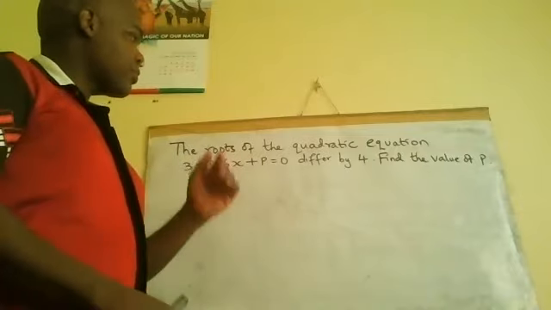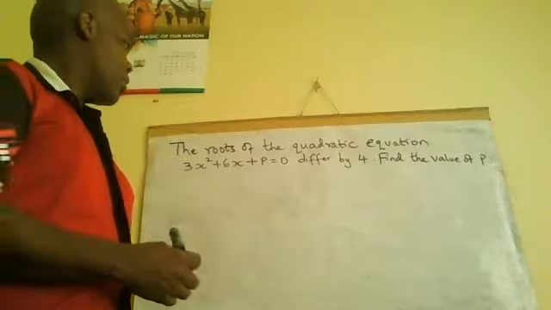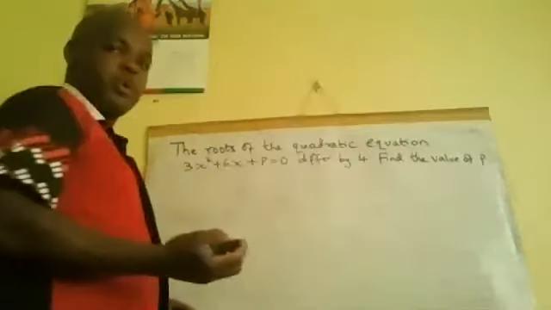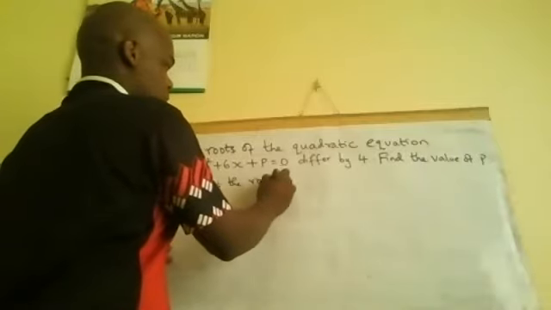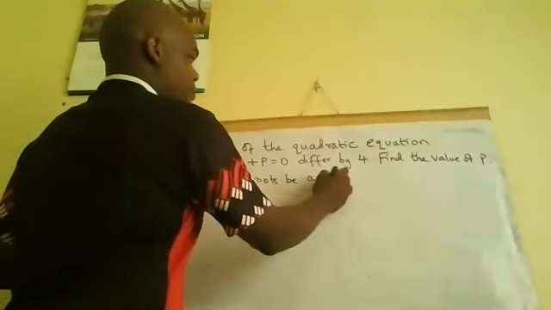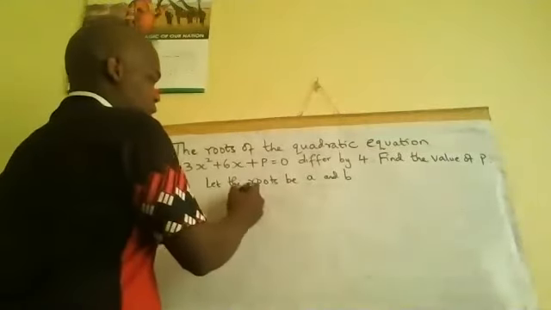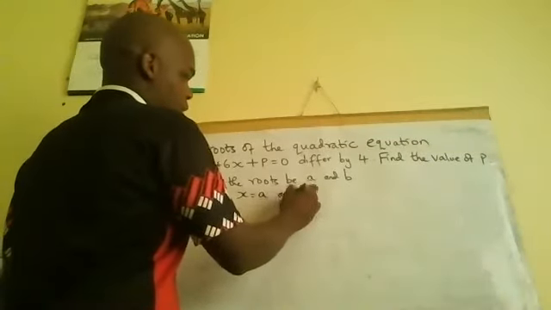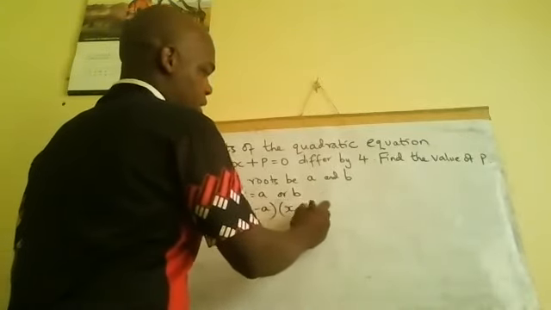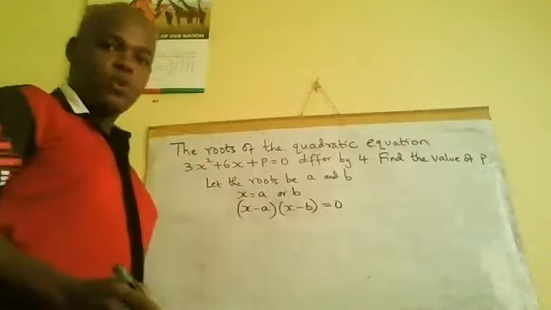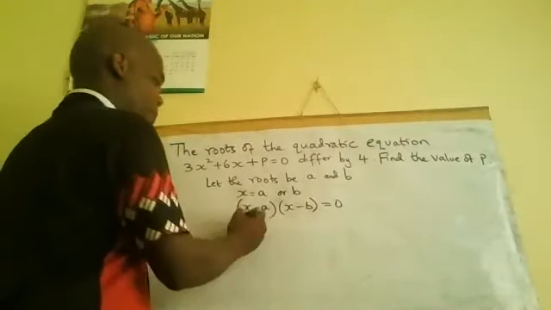So if you look at that question, this is what you are going to do. You're going to say that let the roots be a and b. So if the roots are a and b, then we have x is equals to a or b. So x minus a into x minus b is 0. So that's the first thing you do. And then you open the bracket.